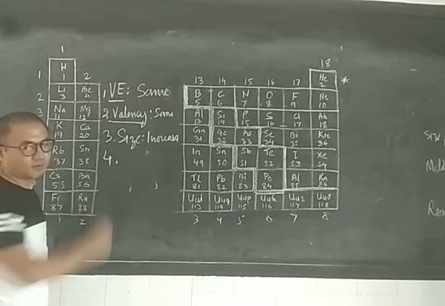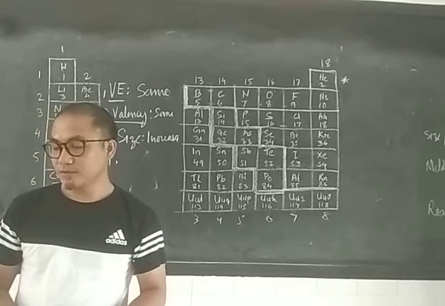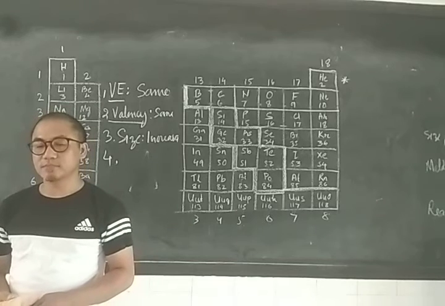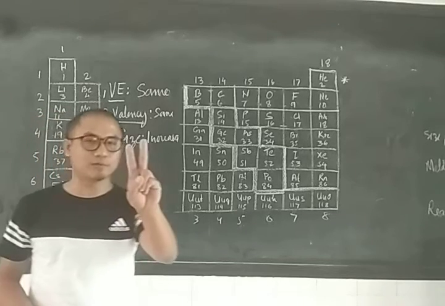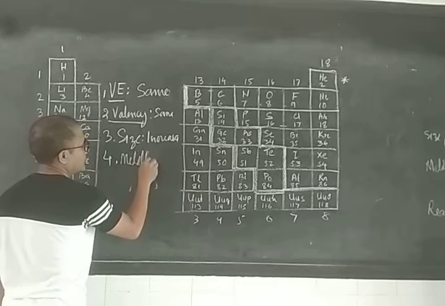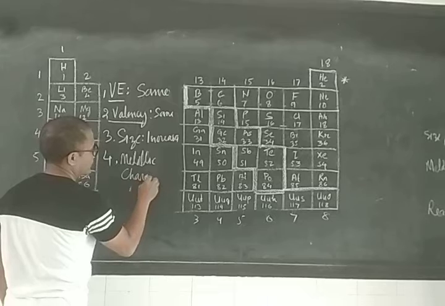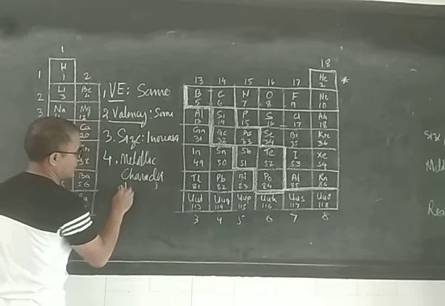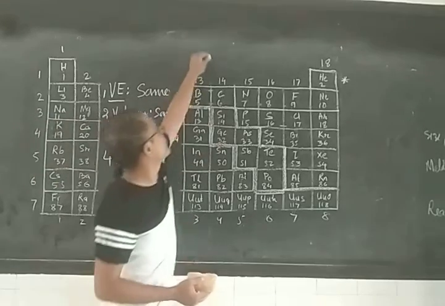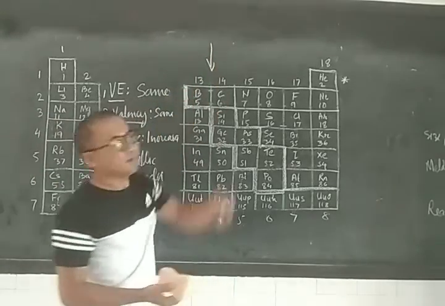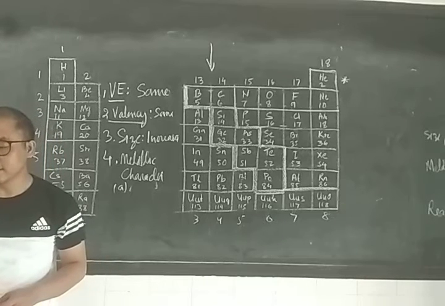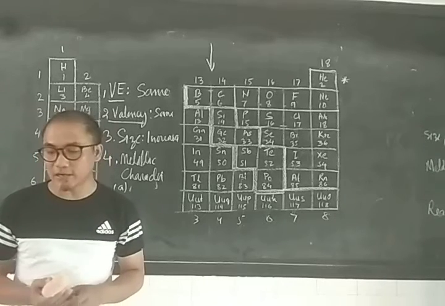And number 4, what will be number 4? Yes, metallic character. While going down the group 1, 2 and 13, we will have 2 here. Here metallic character. Alright, because we have to divide into 2. Here I will divide into 2 sections from here. As we move down, what happened to the metallic character? Group 1, 2 and 13.